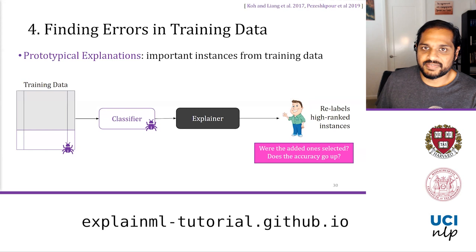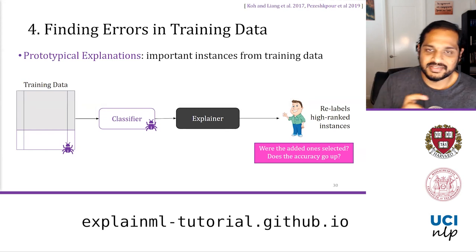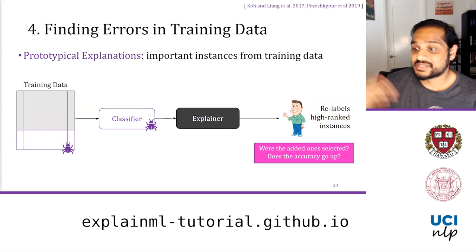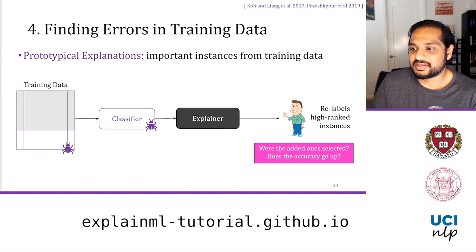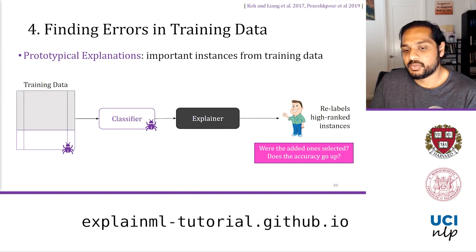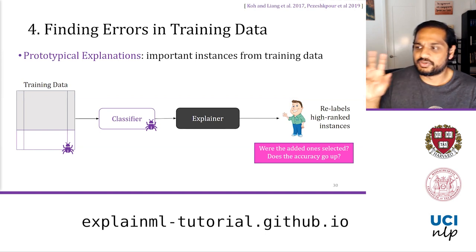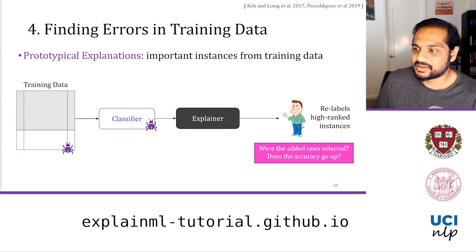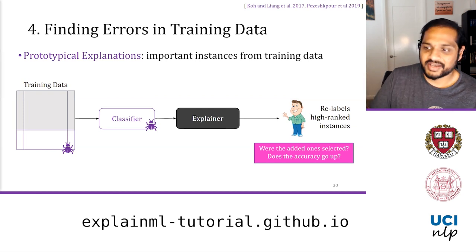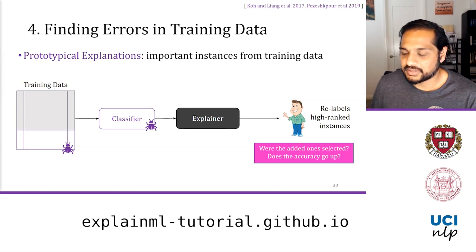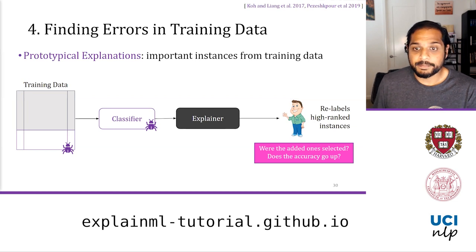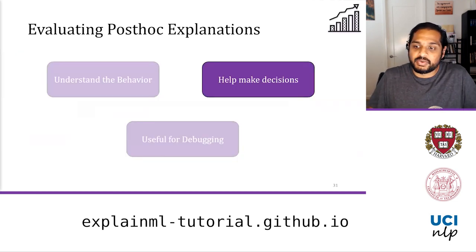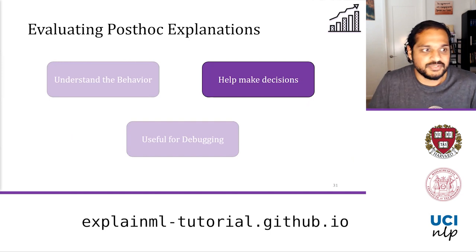And then you can evaluate: were the noisy ones that were added the ones selected by the explainer? And does the accuracy go up when you relabel those points? Even though I have a human here, you can easily imagine automating this whole thing, where you just look at the highest ranked ones and put the correct label in there. Okay, so these were ones where we were using explanations for debugging.